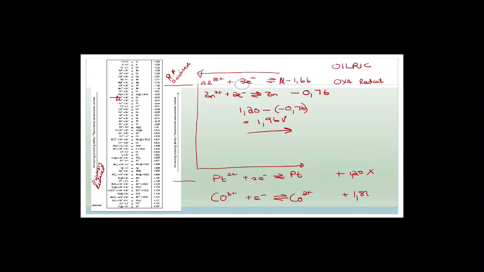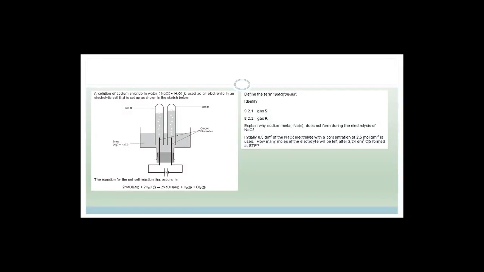Okay, now it says a solution of sodium chloride in water, so it's NaCl plus water, is used as an electrolyte in the electrolytic cell as it's set up here. So you've got two carbon electrodes. We've got gas S and gas R. We've got sodium chloride, which is brine, and we've got carbon electrodes. And it says the net cell reaction occurs: you've got sodium chloride and you've got water, and there's sodium hydroxide, hydrogen and chlorine.